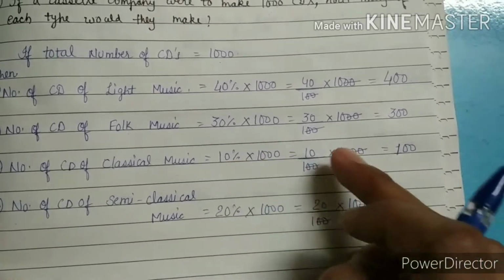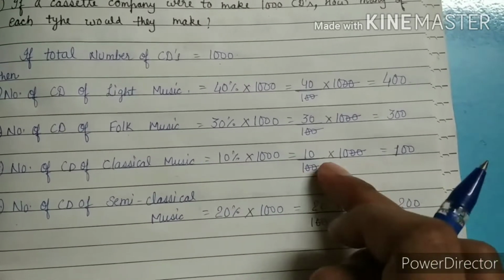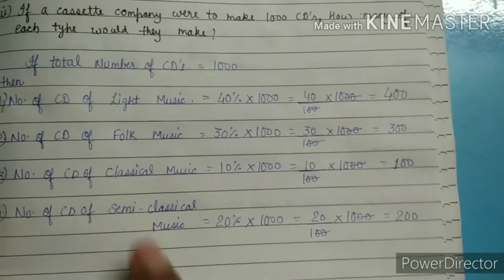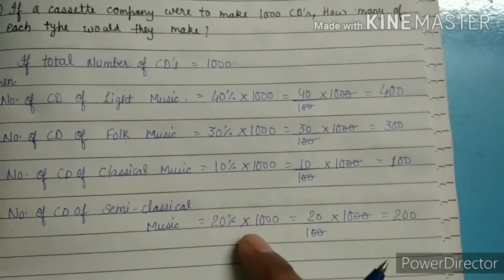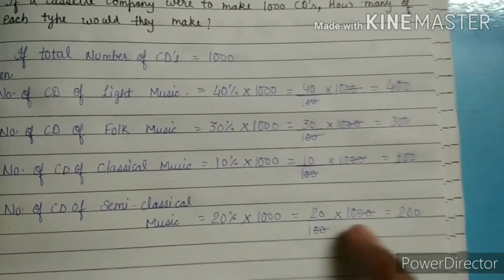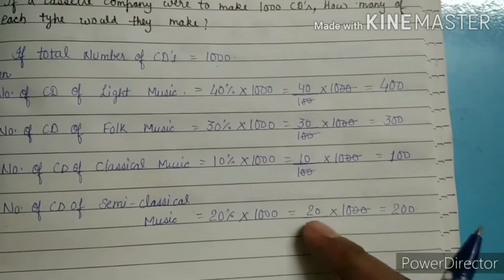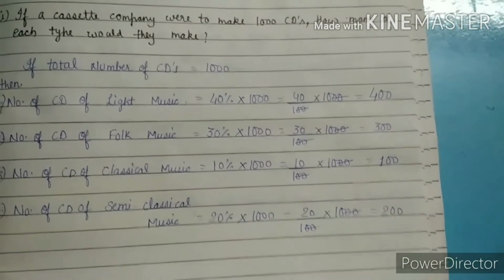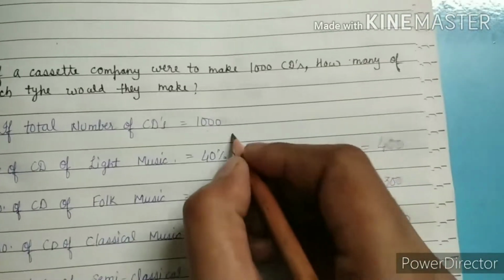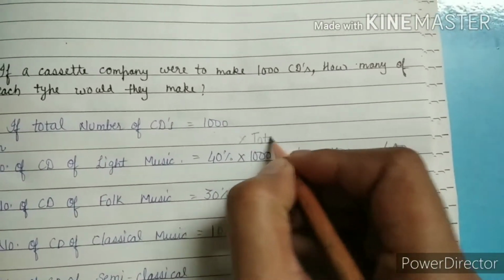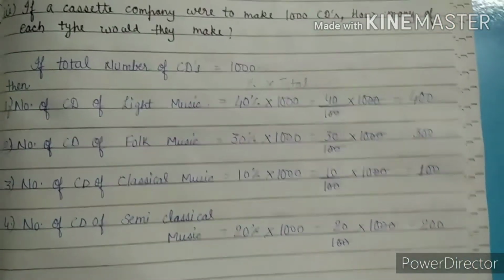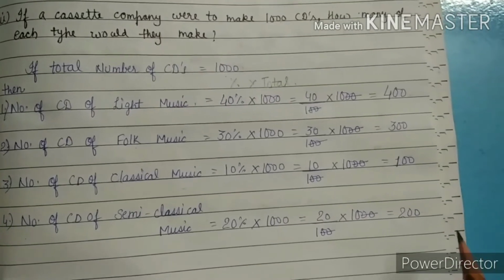Same for classical music, 10% of total. When we remove the percentage symbol, 10 will be divided by 100, 00 to 00 cut, 10 into 10 will give us 100. And lastly is semi-classical music, 20% of total, which is 20 divided by 100 multiplied by 1000. 00 to 00 cut, and 20 into 10 will give us 200. If you are confused about why we are multiplying by 1000, it is because this is the total. Percentage will multiply by total. So here we completed question number one.